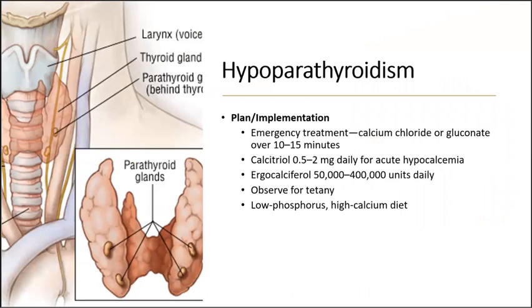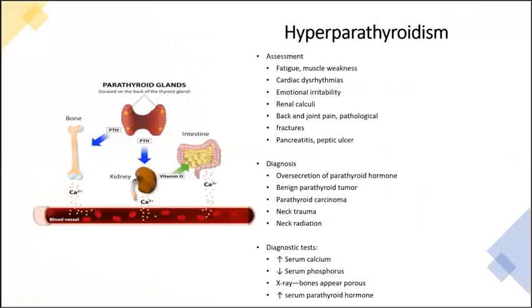So what's your plan for this patient? So remember, these are our parathyroid hormones. In emergency treatment, you could give calcium chloride or gluconate over 10 to 15 minutes. You could also give calcitriol, 0.5 to 2 milligrams daily if it's an acute case of hypocalcemia. We could also give ergocalciferol, 50,000 to 400,000 units daily. While you're on this, observe for tetany, observe for low phosphorus, and put the patient on a low phosphorus and high calcium diet.